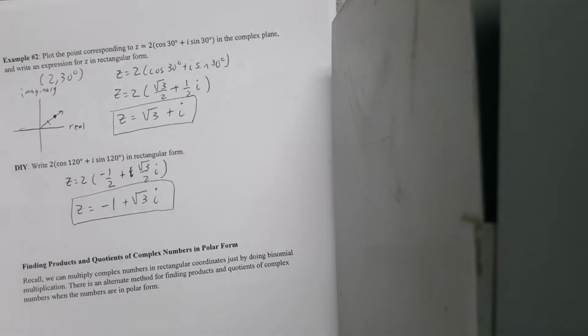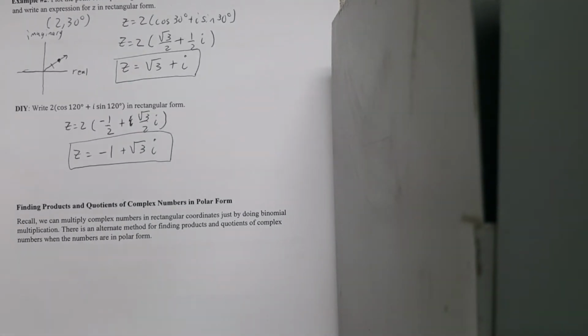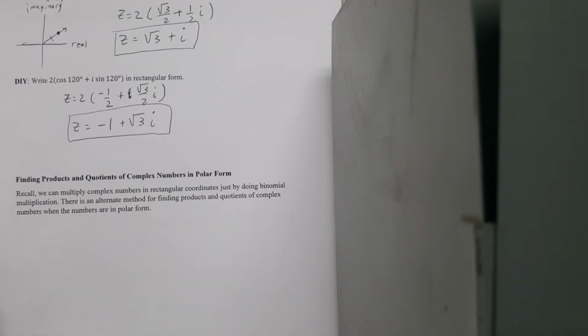Okay, now we're going to talk about the... So we know how to multiply complex numbers if they're rectangular coordinates. It's really just a form of binomial multiplication. However, if they are in polar form, there is a different way to go about multiplying the complex numbers.